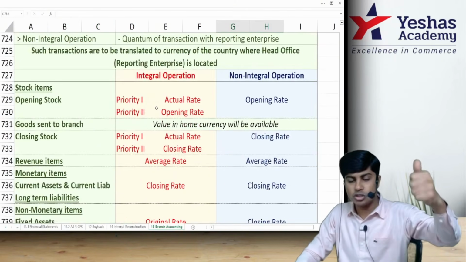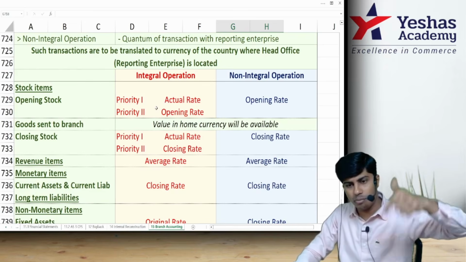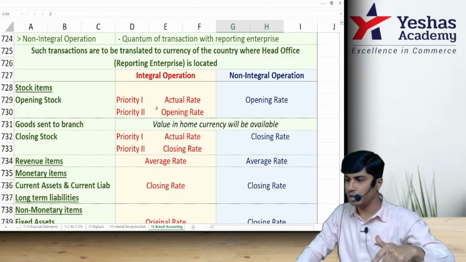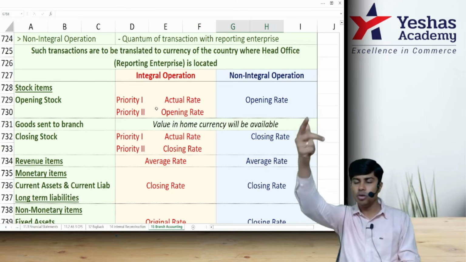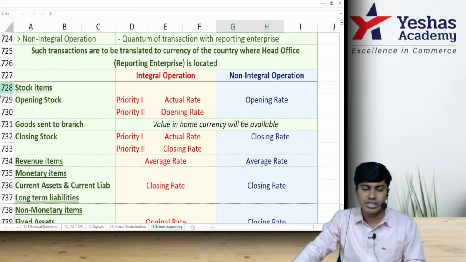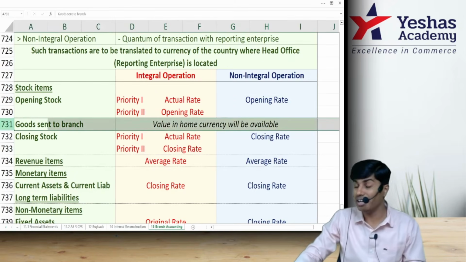Integral, for opening stock, try actual, if not available, opening rate. For closing stock, try actual, if not available, closing rate. For non-integral, opening rate, closing rate. Got that? And goods sent to branch, we will not apply any rate to transfer.